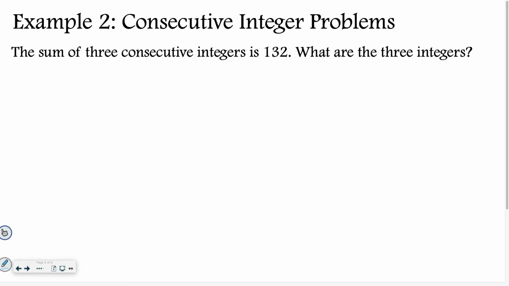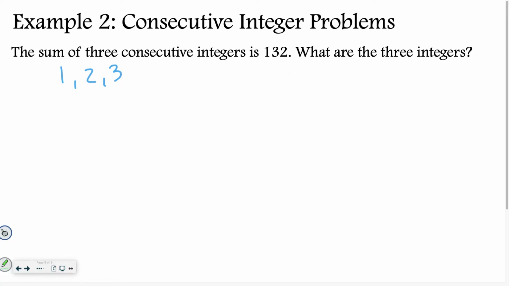Now, an example of consecutive integers would be 1, 2, and 3, right? They're all in a row. A non-example of consecutive integers would be 1, 4, 7. Those are non-consecutive, so those would not count.